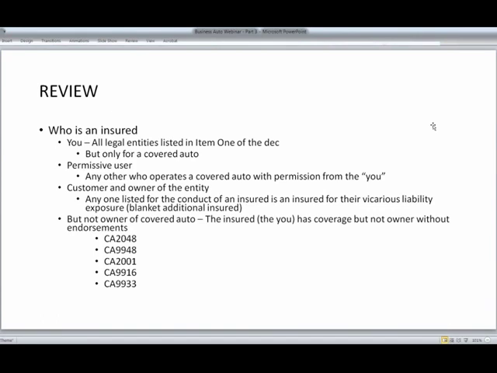CA 9916 is an endorsement that we use in the commercial auto arena, trucking arena, motor carriers arena to add owner-operators' vehicles to the policy. That's hired cars specified as owned autos.